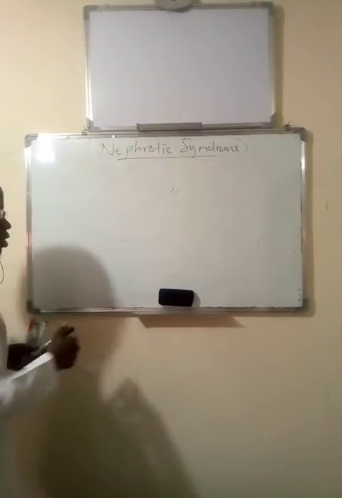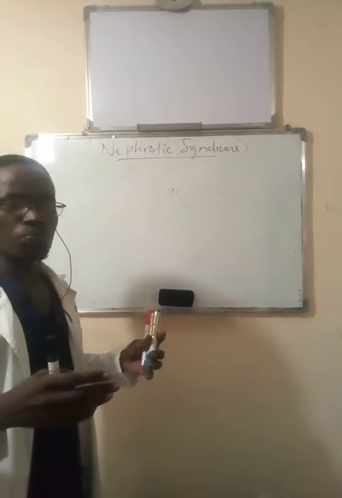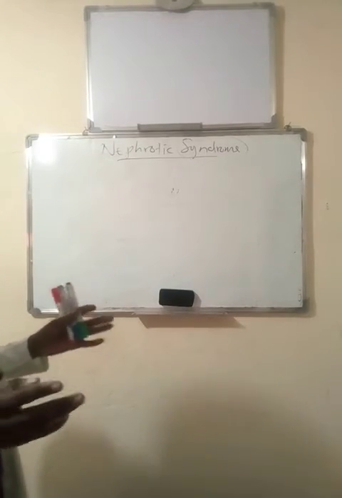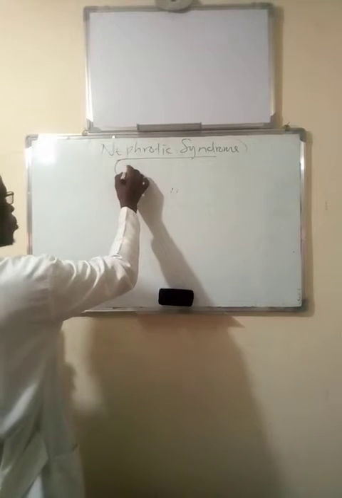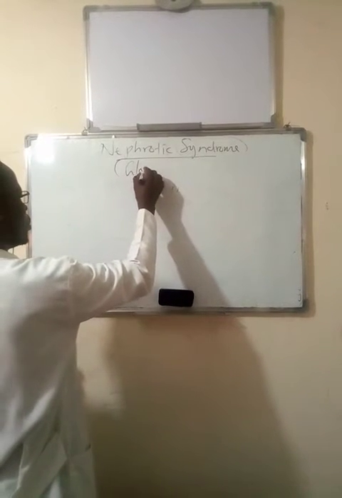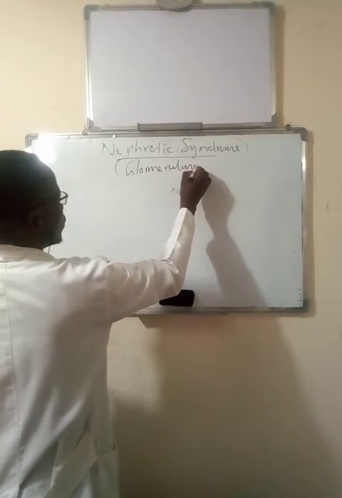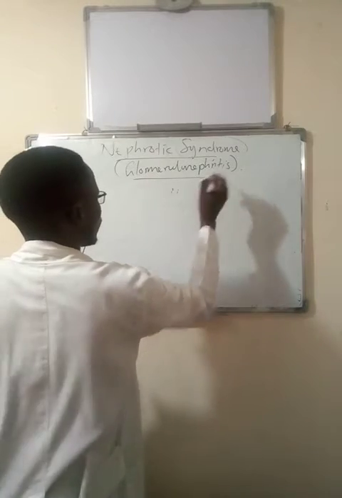But those several diseases present with classical symptoms and signs, and that's why we are able to group them. All these diseases are called glomerulonephritis. Glomerulonephritis. Okay, so that is the group of diseases.